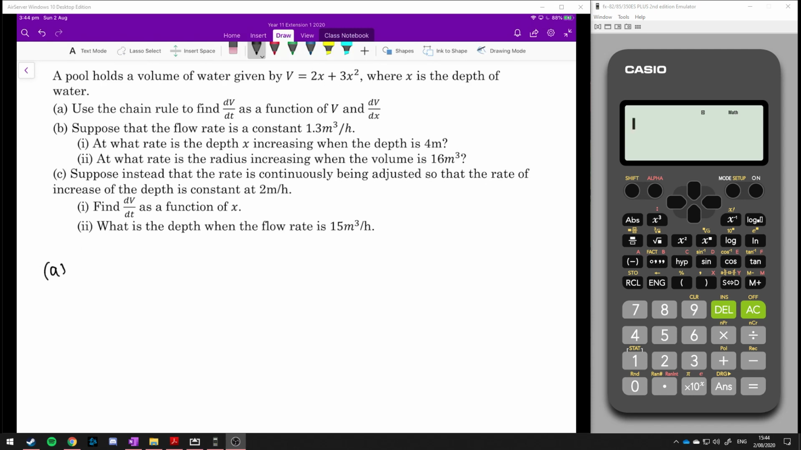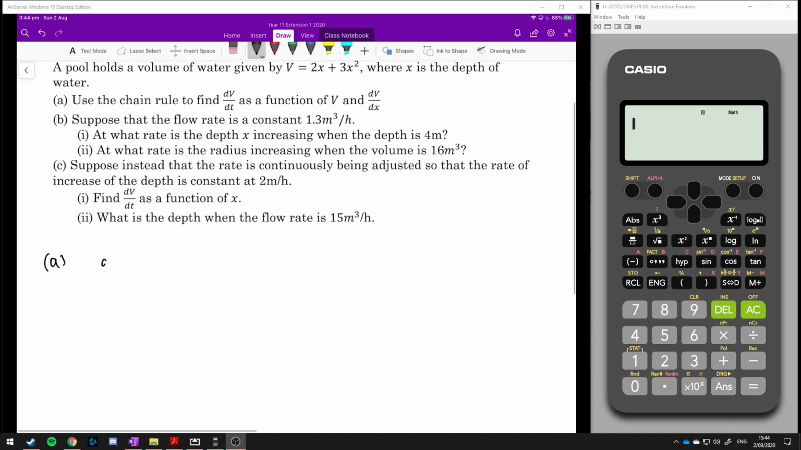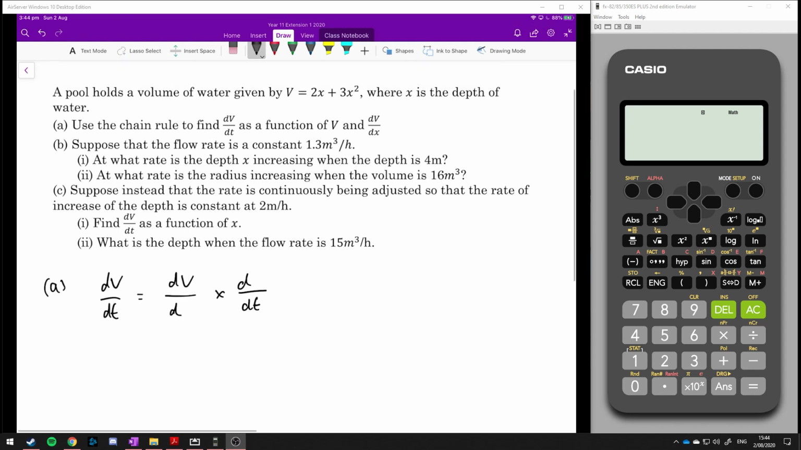So we're going to use the chain rule to find dV/dt. To find dV/dt, we need to do dV with respect to something, times that same thing with respect to t. In this case, the link between the volume and the time is the x value, so the derivative with respect to x, and x with respect to t. By using this chain rule, we can rewrite dV/dt by substituting some values in and getting a formula for dV/dt.